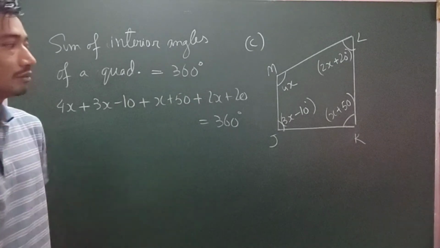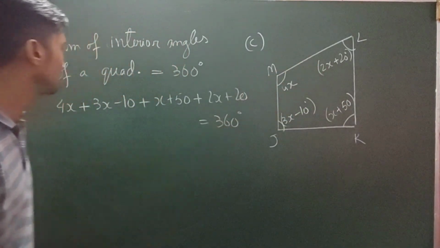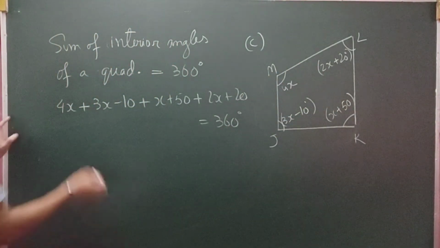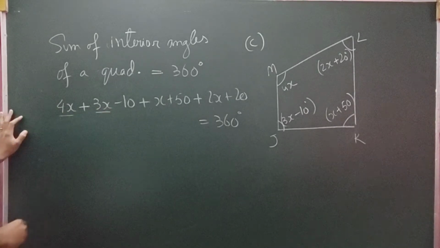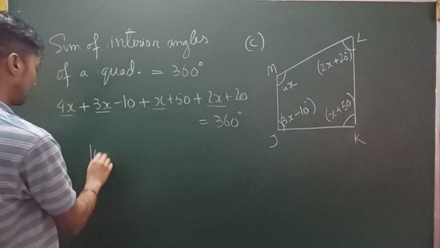So that's why I'm not writing on the brackets. So this plus this plus this plus this, the quadrilateral's total angle should be 360. Now let's add the like terms. 4x plus 3x is 7x, plus 1x is 8x, plus 2x is 10x.